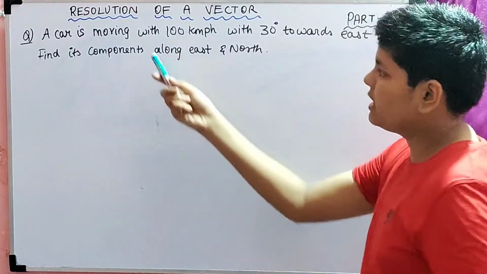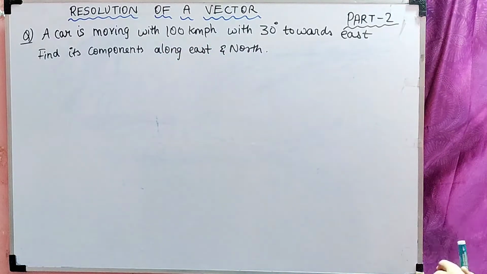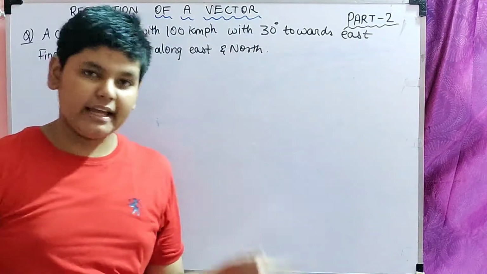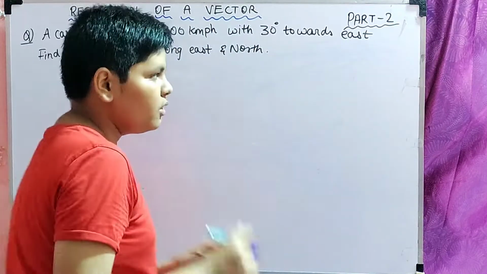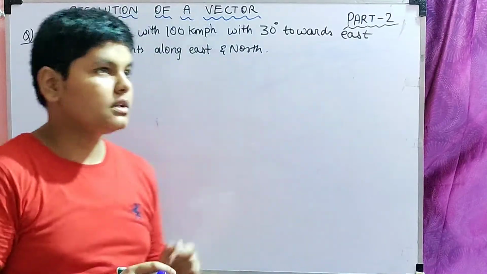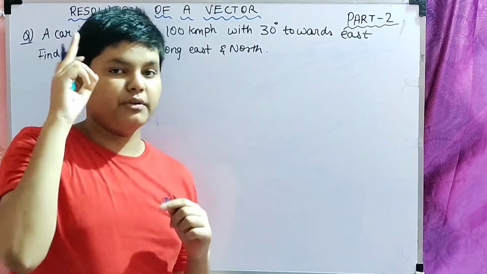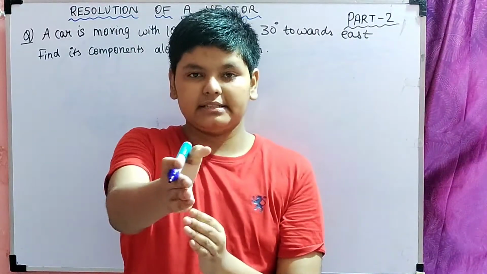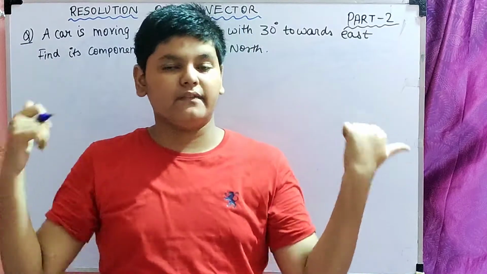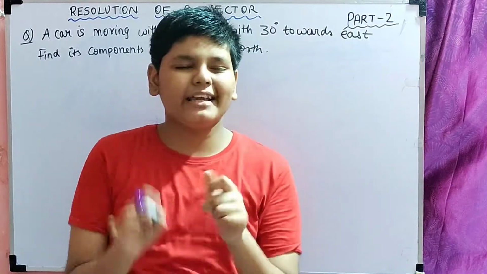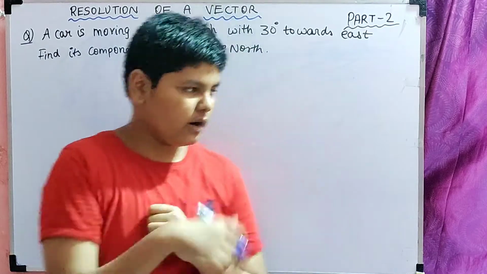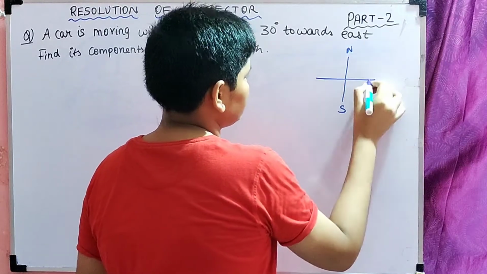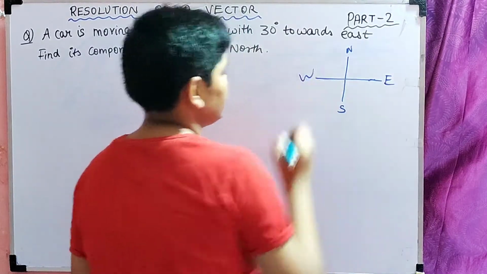A car is moving with 100 km per hour at 30 degrees towards east. Find its components along x, east and north. Here, east we are going to take as the x-axis and north as the y-axis. In reality, north is not upwards; it is behind east, with north, south, east and west around. But when you are taking a paper, a 2D plane, you cannot draw everything imaginarily. So you take this as north, this as south, this as east and this as west.